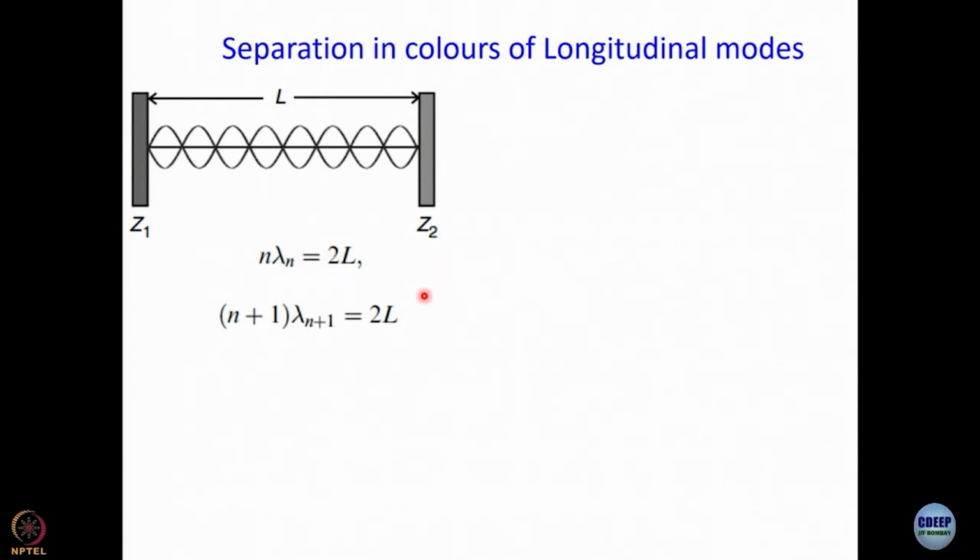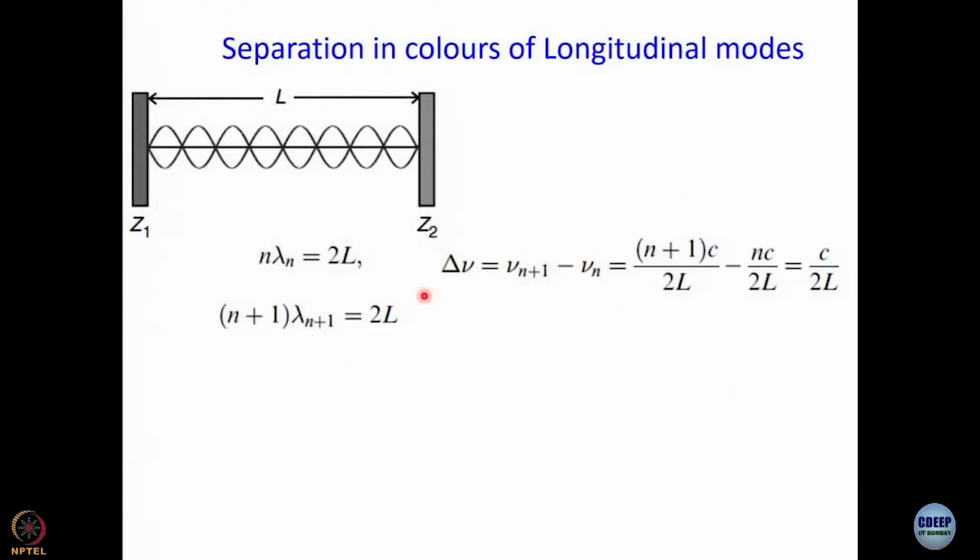Delta nu equal to nu n plus 1 minus nu n. What will it be? You have to convert this expression of lambda to nu, of course. Lambda nu equal to C, so lambda is C by nu. Very small is already established. I am not asking for that, I am asking for an expression. I have two answers, one is C by 2L, another one is more complicated. What is the right answer?